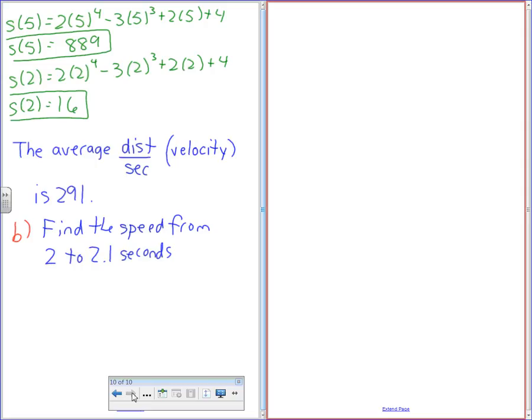Instead of finding an average speed over a huge amount of time, I want you to find a speed over a small amount. What would the equation I'd use for this speed be, please? What's the equation?